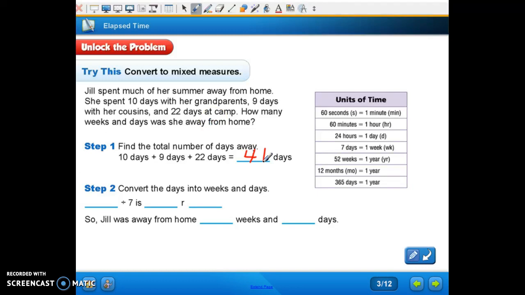Convert the days into weeks and days. So how many days in a week? So what are we going to do here? We're going to say 41 divided by 7. So 41, and many of you can do this in your head, is 5, 35. Then I'm going to have 6 left over. So it is 5, remainder 6. So Jill was away from home 5 weeks and 6 days.